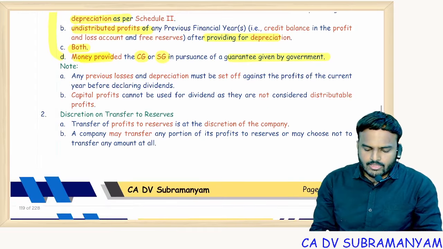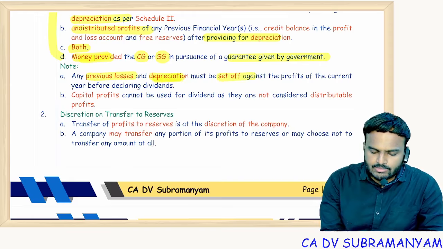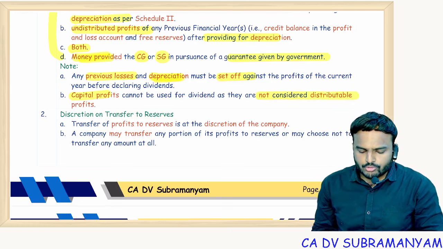Next one, current year losses or previous year losses and depreciation must be set off. Capital profits are not considered as distributable profits.